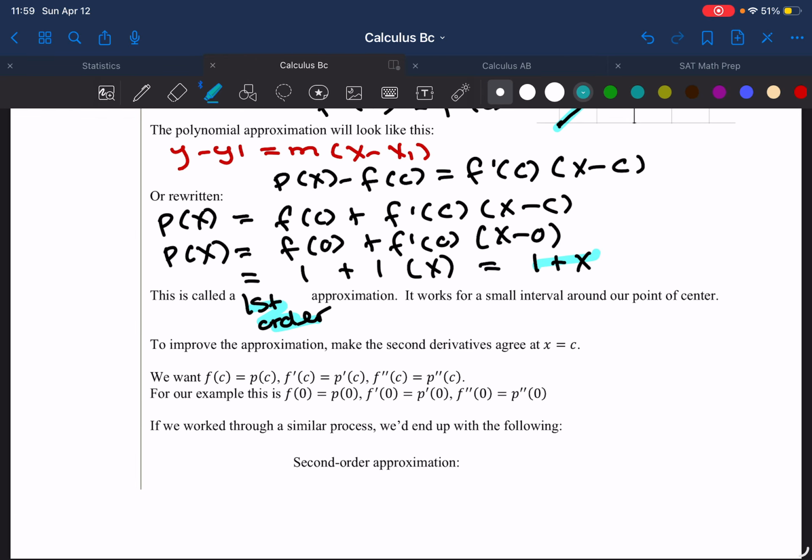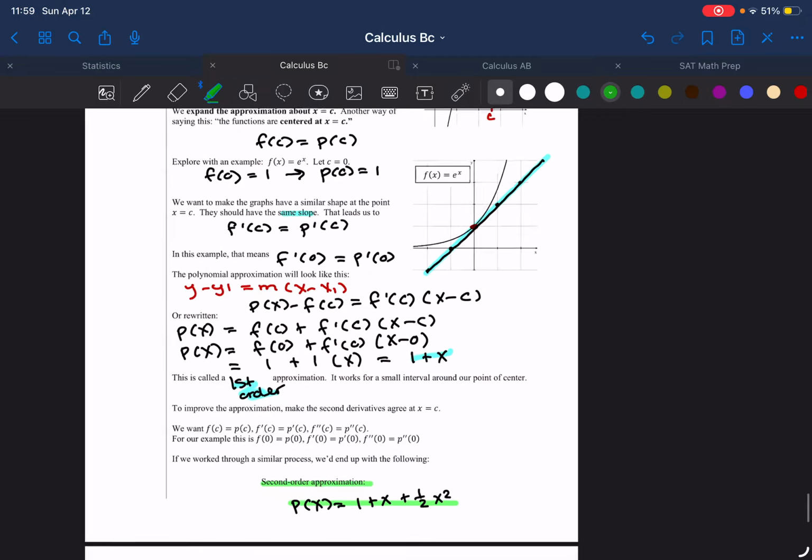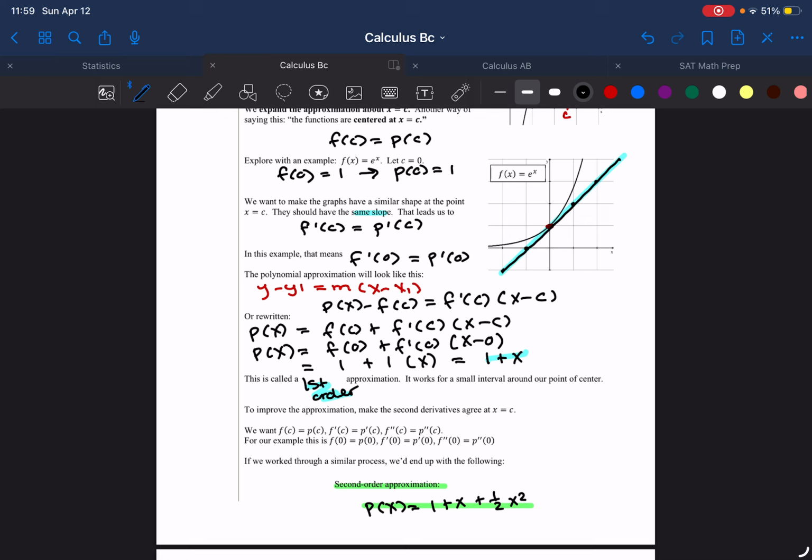It says we want f of c equal to p of c, which means the first derivatives are equal and then the second derivatives are equal. So in our example, since the second derivative of e to the x is still e to the x, that means when we plug in 0 for x, no matter which derivative we're taking, they're all going to be equal to each other. So if we go through a similar process, we're going to get a second order approximation of p of x is equal to 1 plus x plus 1/2 x squared. So if I go up and graph that, I'm going to get a quadratic that looks like the following.